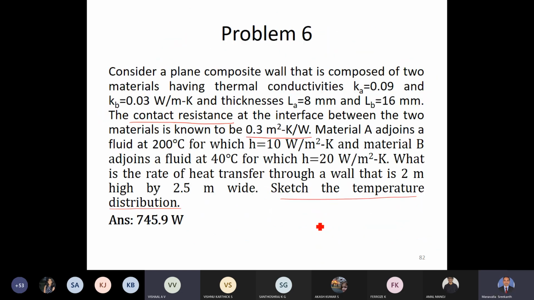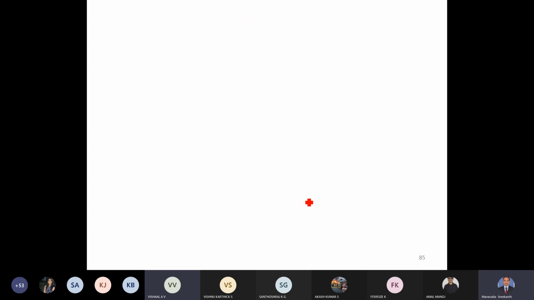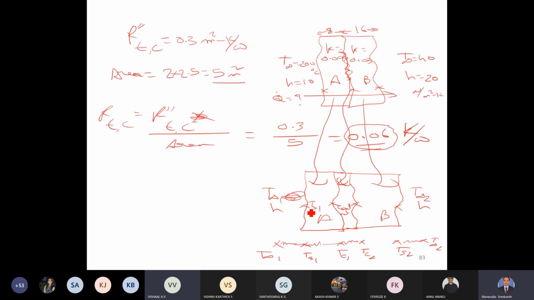So we have answered the first part of the problem. We found the rate of heat transfer: 745.9 watts. We should also plot the temperature profile. For that, we need to estimate the temperatures. What temperatures do we need? The wall temperature of A, and in between A and B there's a contact resistance, so the temperatures there we need to find, and also the temperature of the wall on the outside of B. Only then will we be able to plot. So we need to find 4 temperatures.